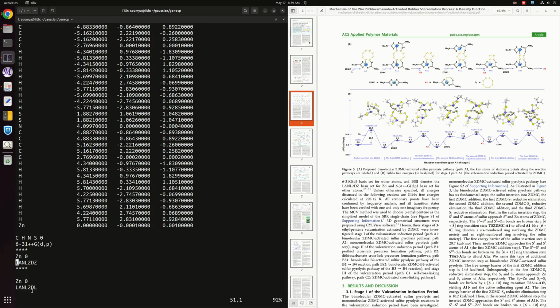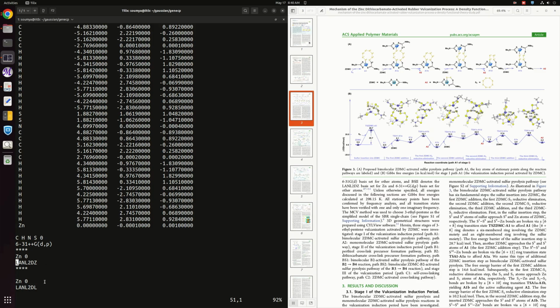So what is this? This line is providing the effective core potential for all the core electrons present in the ZN atom, because we have a heavy element over here, that is ZN, which has 30 electrons. So we want to provide one effective core potential for all the core electrons present in ZN. That's why this is the effective core potential line that we have provided, and here we have simply written ZN 0, and this is the effective core potential, that is LANL2DZ, which is different from the previous one.